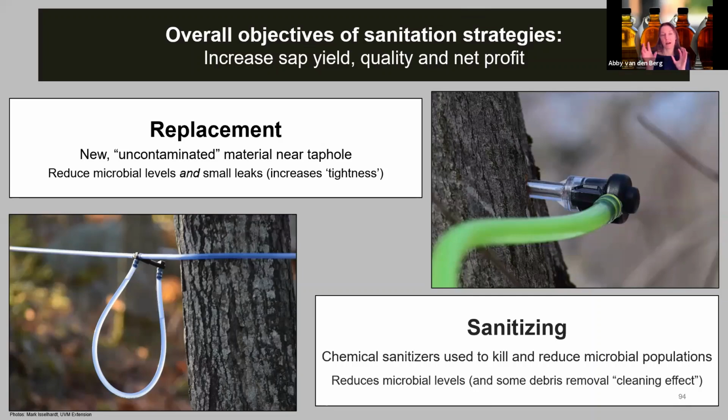So there's two basic categories of sanitation strategies. One are replacement strategies. This is where we are placing new uncontaminated material near the tadpole to help reduce microbial levels in the tadpole and also reduces small leaks, so increases tightness. So you kind of get two bangs for your buck in a replacement strategy. And then we also have sanitizing, where we're actually using chemical sanitizers like peroxide or bleach that kill and reduce microbial populations to try and reduce the microbial levels that get into the tadpole. And these also have the added effect of sometimes removing some debris and having a kind of cleaning effect from just basically removing crud.